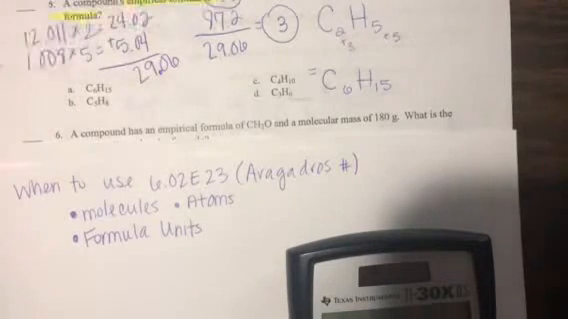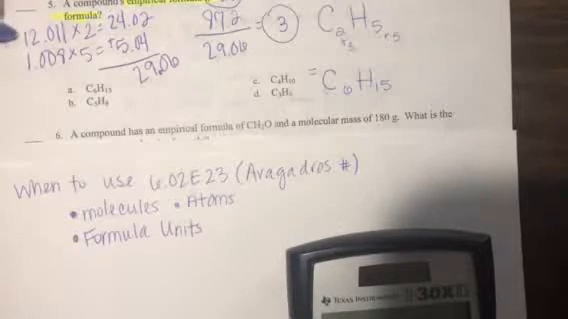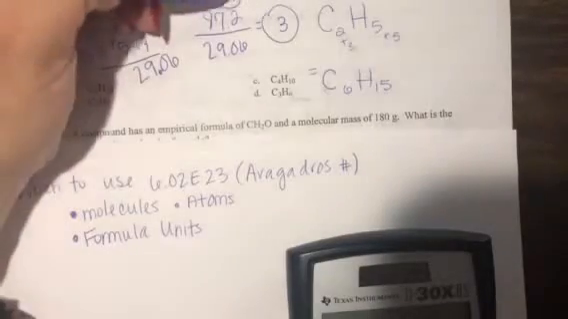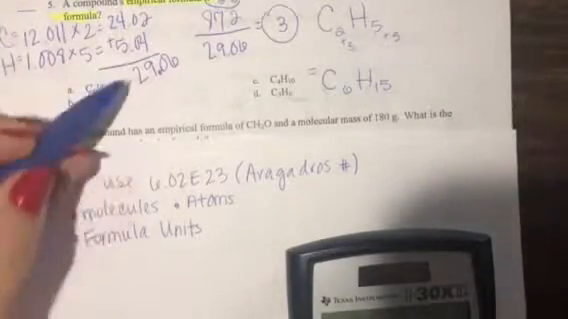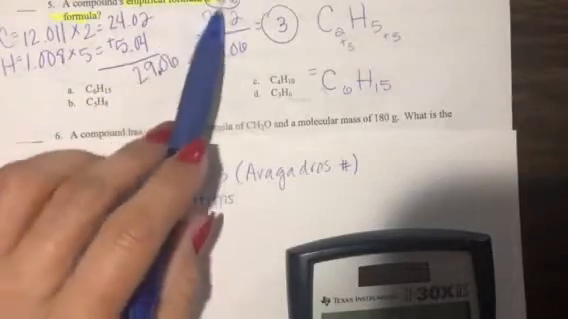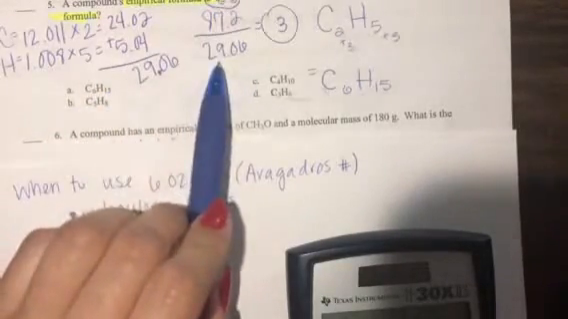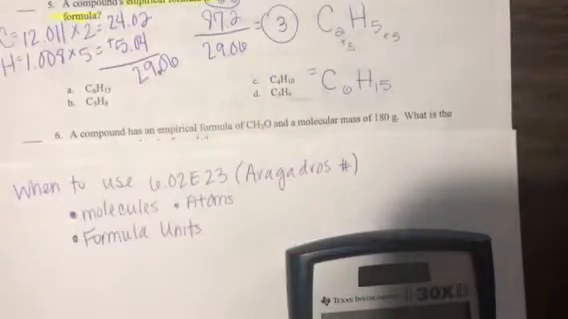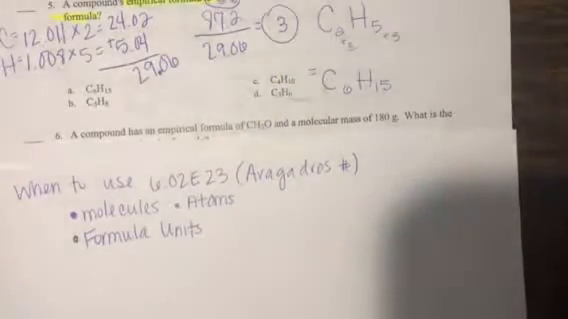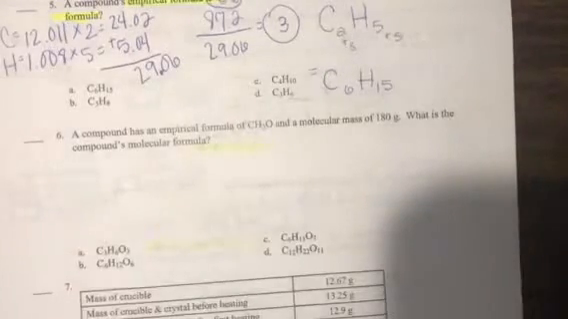To find the mass of this in grams, you have to look to the periodic table. This was carbon, and we had 2 of them, so I multiplied it by 2. Hydrogen, I had 5 of them. When I add them together, the empirical mass is 29.06. I got 3, and then I multiply it by the old subscripts. Any questions on that one?